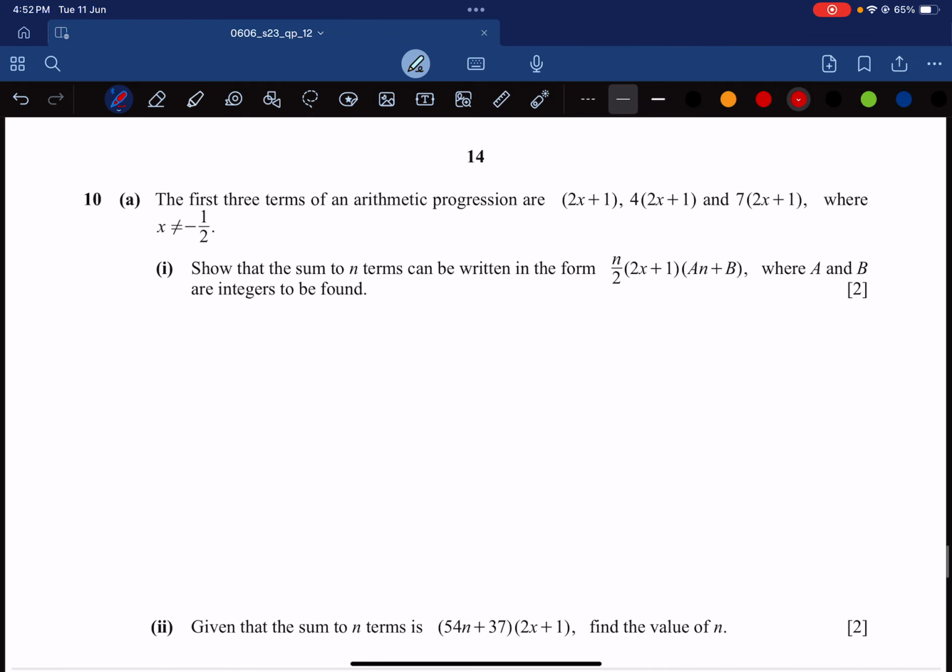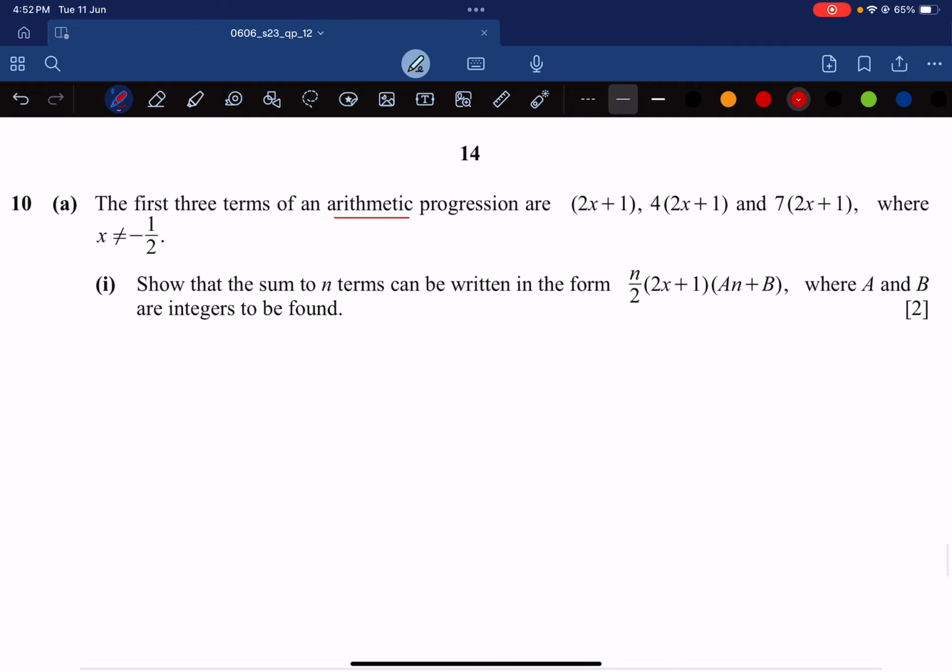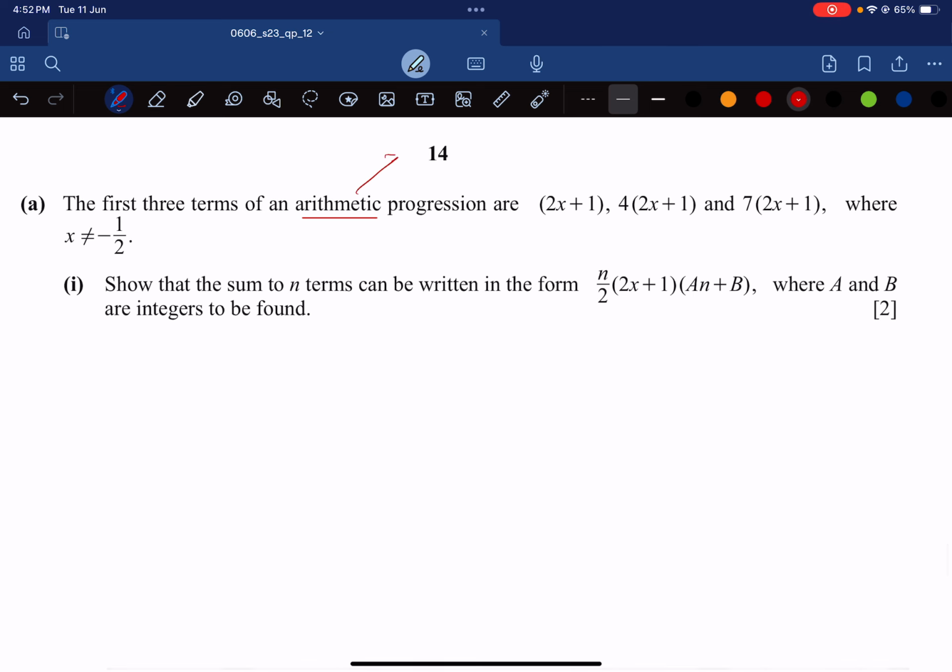Alright, number 10. The first 3 terms of an arithmetic progression, AP. Arithmetic progression means that we have a common difference, right? We have a common difference d, where x is not negative 1/2. This is just to make sure this is not a zero sequence, every term being 0. Show that the sum to n terms can be written in this form, where a and b are certain constants. So the sum to n terms is n divided by 2.